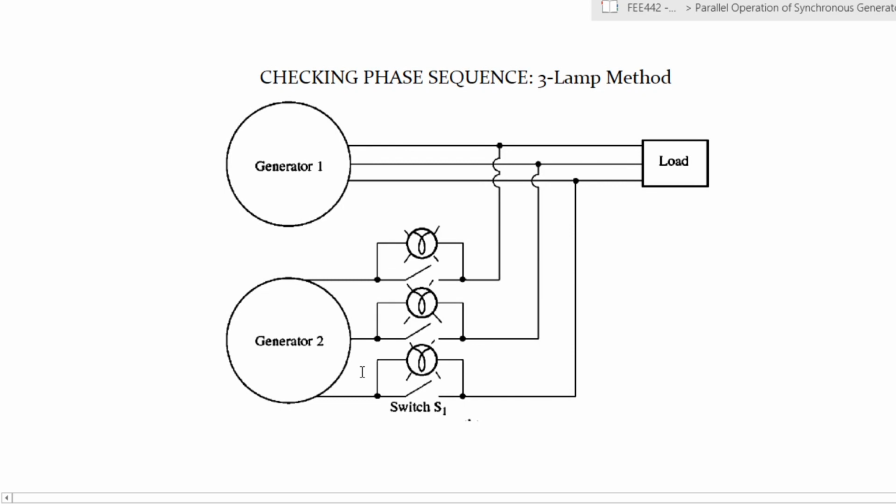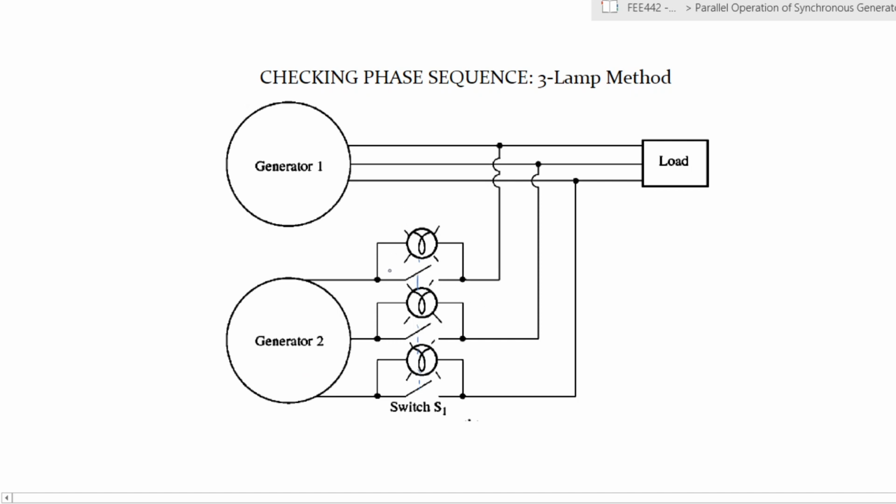So let's take this illustration. You have generator 1 supplying a load, and you want to connect generator 2 through switch S1. So we assume S1 is connected together so that it switches at once. And you want to check what is the phase sequence, or whether it is possible to connect to that system. So your system consists of generator 1 and the load, and the generator that you wish to connect is generator 2. Now we would have the setup as indicated here.